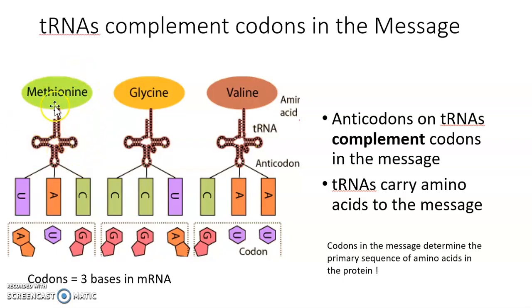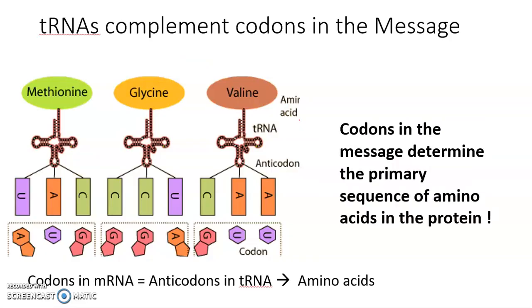So if we think about this, your tRNA can actually read nucleic acids, and it can read amino acids. Those tRNAs are going to carry those amino acids to the message. So effectively, the codons in the message are going to determine the sequence of amino acids in your eventual protein. Think about it this way: codons in the message are going to be equal to the anticodons in your tRNA, and that's going to be equal to the amino acids.